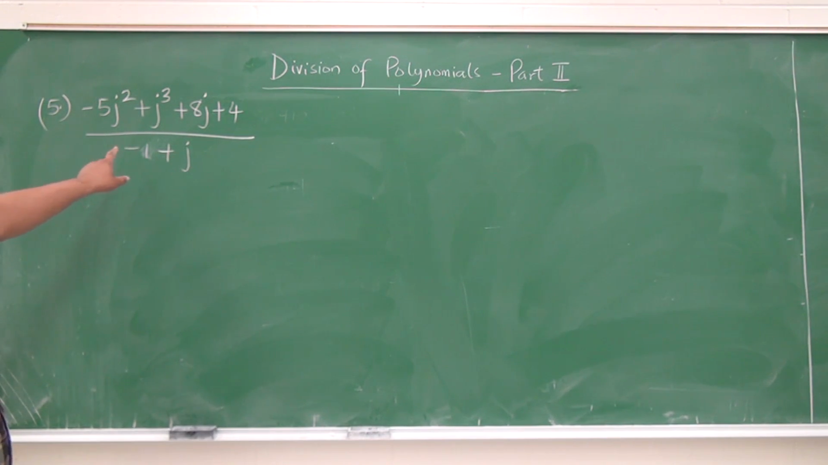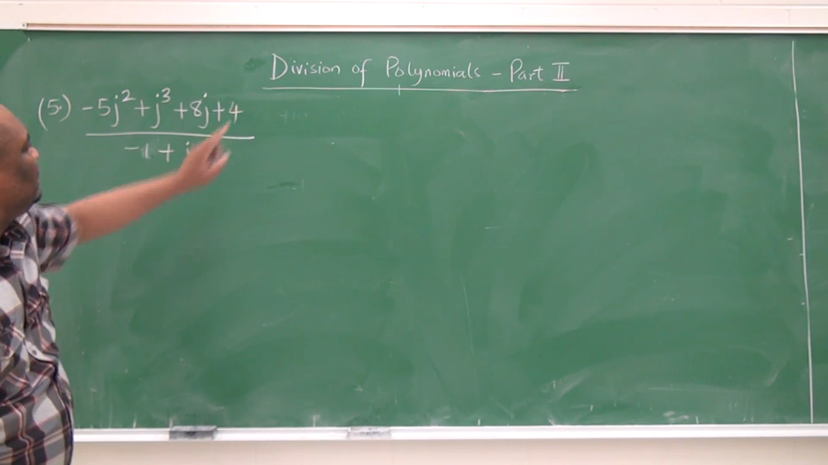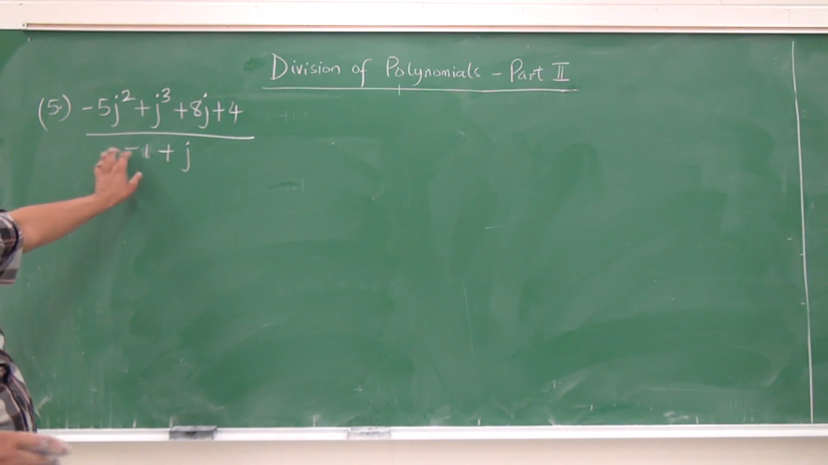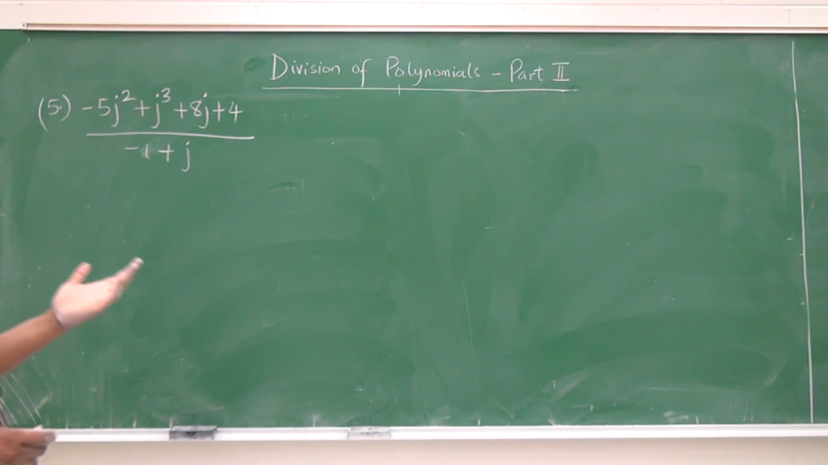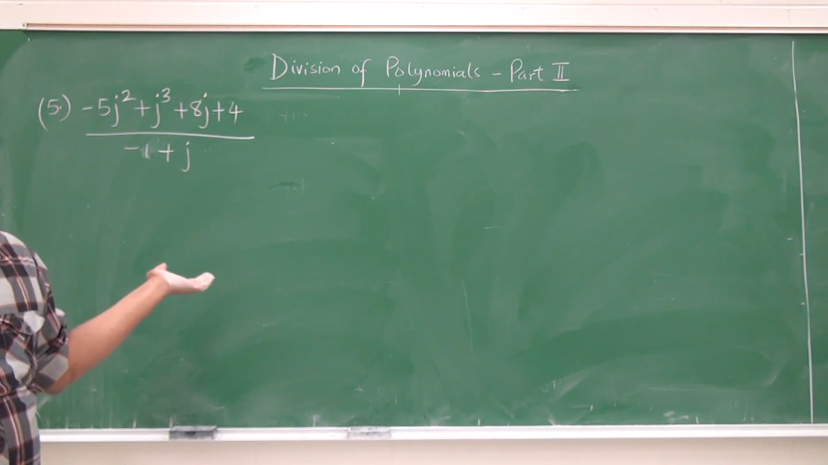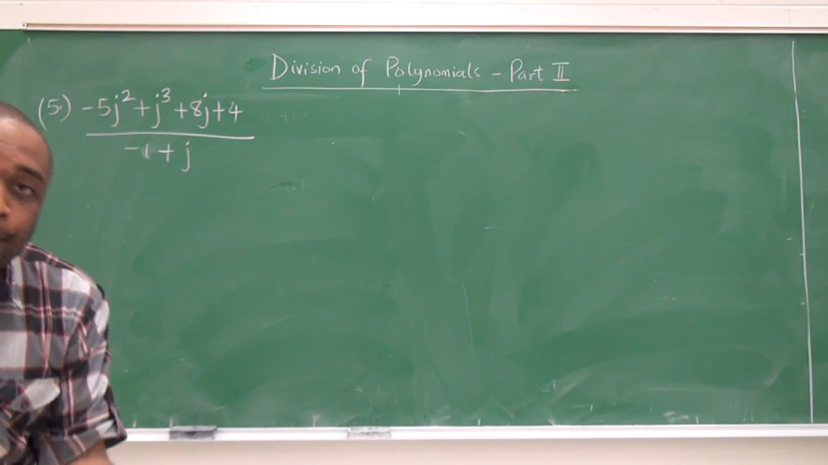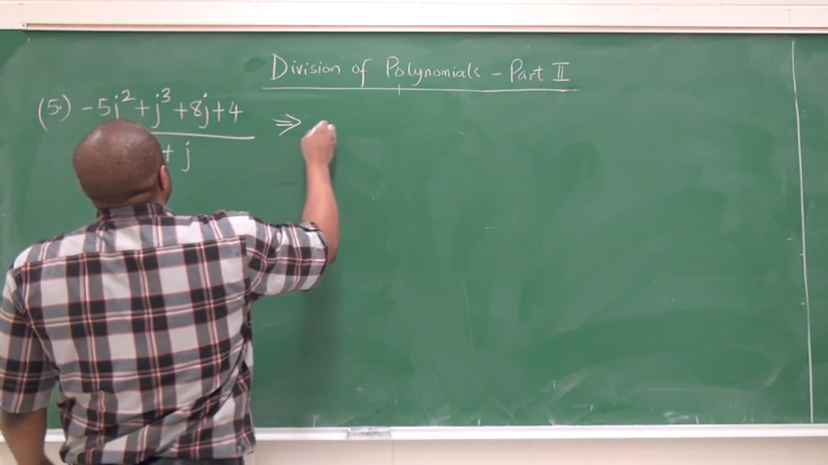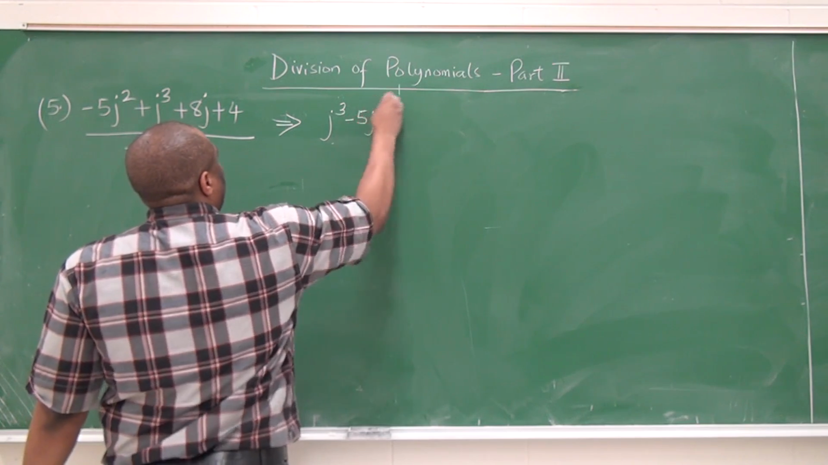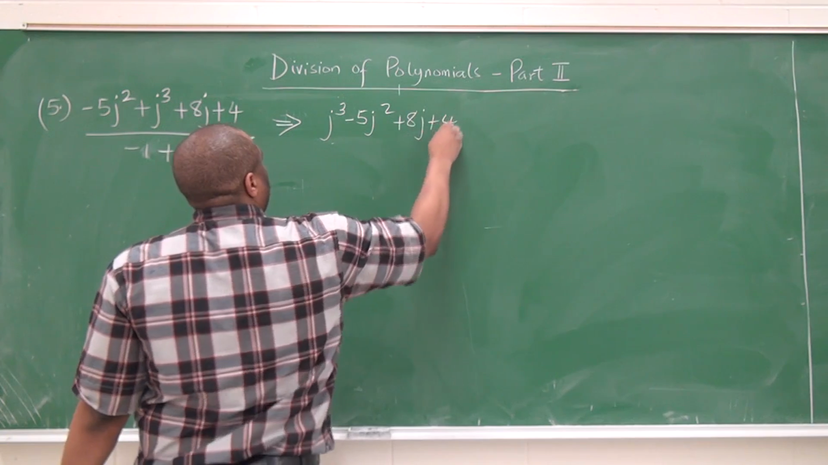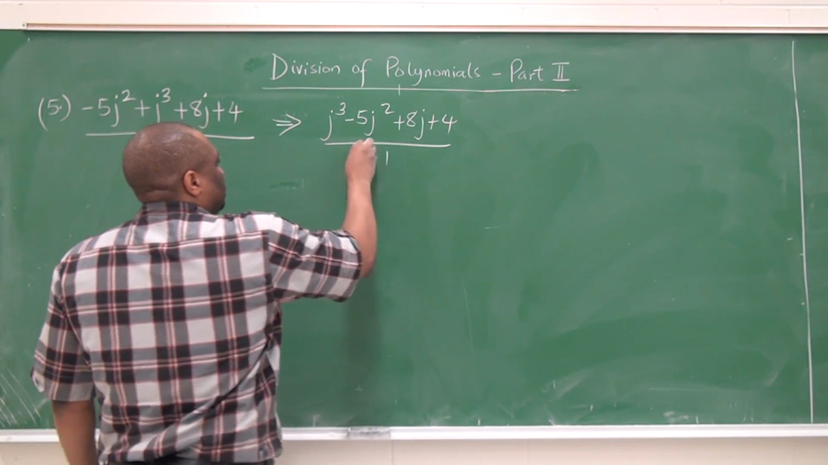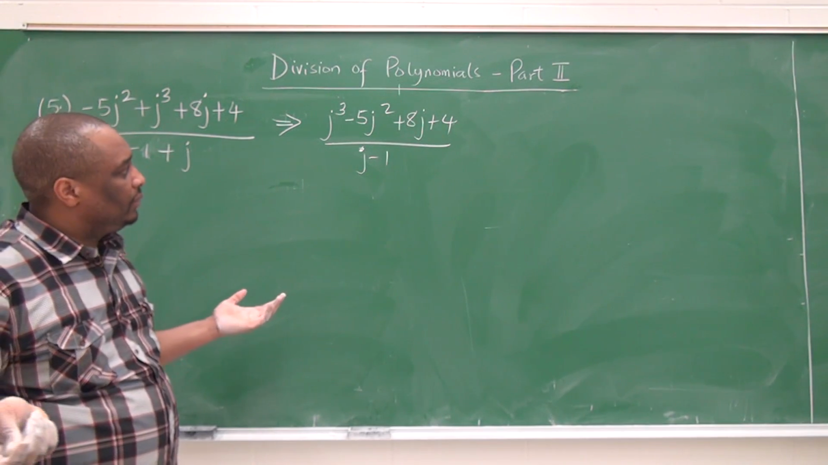Okay, look at this problem here. We have 2, 3, then we have 1 and 0. So it is complete, but it's not arranged. For this one, it's complete, but it's not arranged. And the same thing with here, it is complete, 1 and 0, but it's not arranged. So when you see this kind, when it is complete and not arranged, then arrange it first. So if we arrange this, j cubed comes first, minus 5j squared, then plus 8j, then plus 4. I've arranged the dividend. Then you also arrange the divisor, j minus 1. So that is it. You first of all arrange it. Okay?